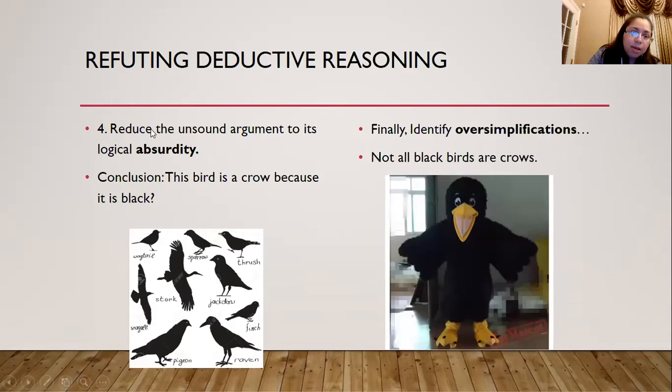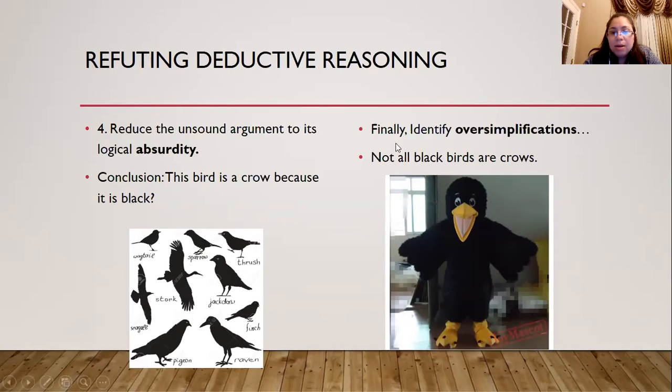So here we have number 4, reduce the unsound argument to its logical absurdity. In other words, this is your time to have fun with it. All right, so the conclusion is this bird is a crow because it is black. Okay, and here I've mockingly put blackbirds, but these are all silhouettes. But you can see that it's a picture of a blackbird. So are those crows, even though they're labeled? And then this bird over here is black. Is it a crow? Probably not.